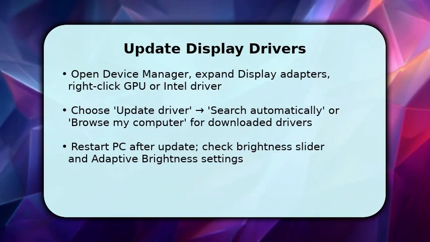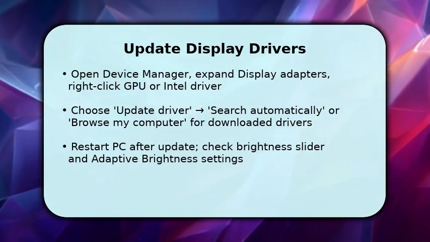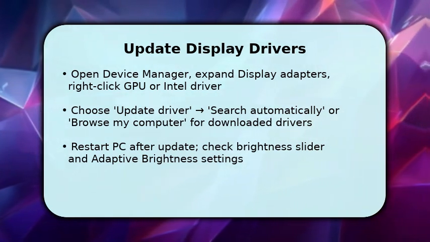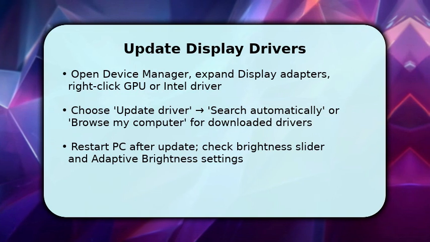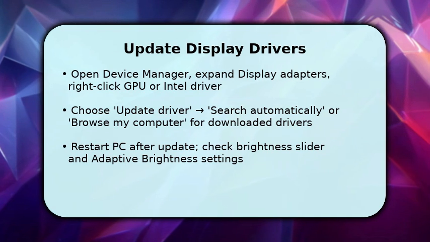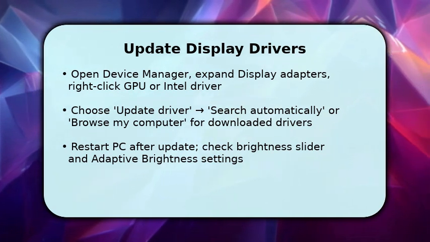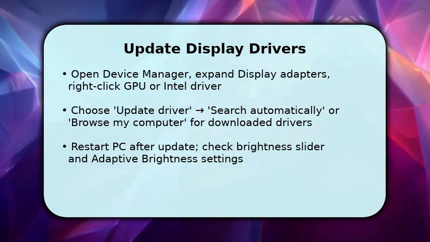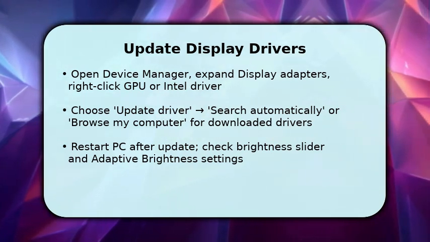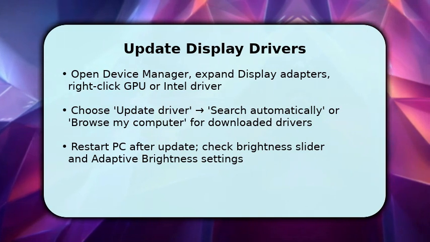Now you update the display driver because missing or generic drivers often remove the brightness control. Open Device Manager, expand Display Adapters, and right-click the GPU or Intel graphics entry. Choose Update Driver and let Windows search automatically or browse to a driver you downloaded from the manufacturer's site that often resolves missing features. Once done, restart the PC to apply changes.